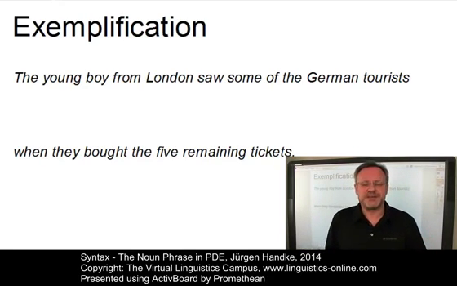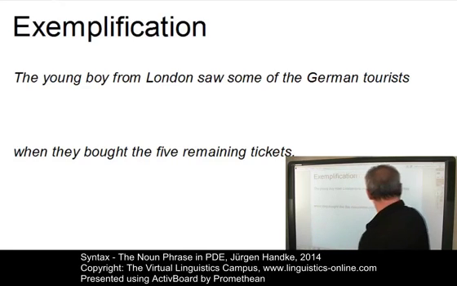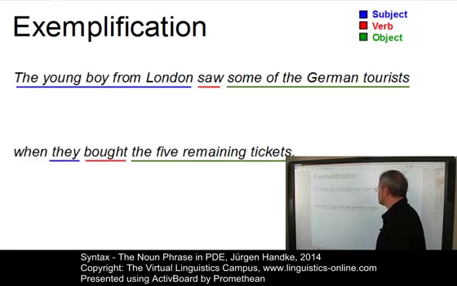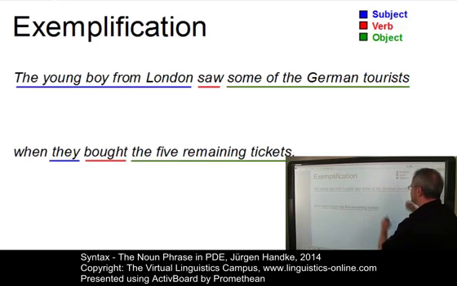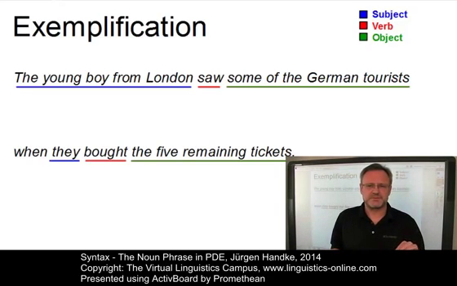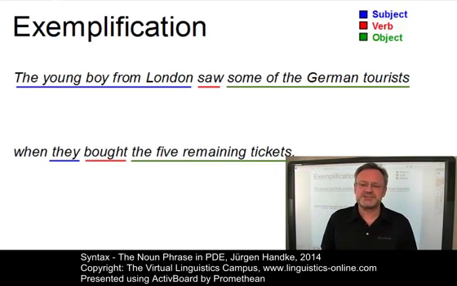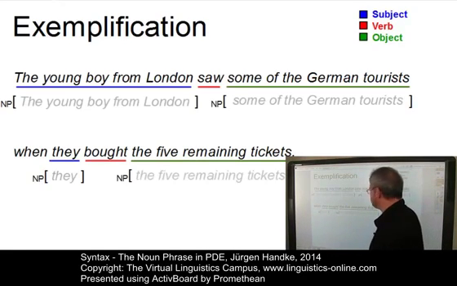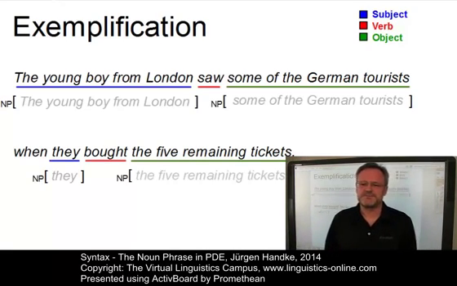This is of course a complex sentence with 2 clauses. And in each clause we have a subject, verb, object structure where the subject has been underlined in blue, the verbs are marked red, and the objects have been underlined by means of a green line. This sentence with its 2 clauses exhibits 4 noun phrases of different degrees of complexity.